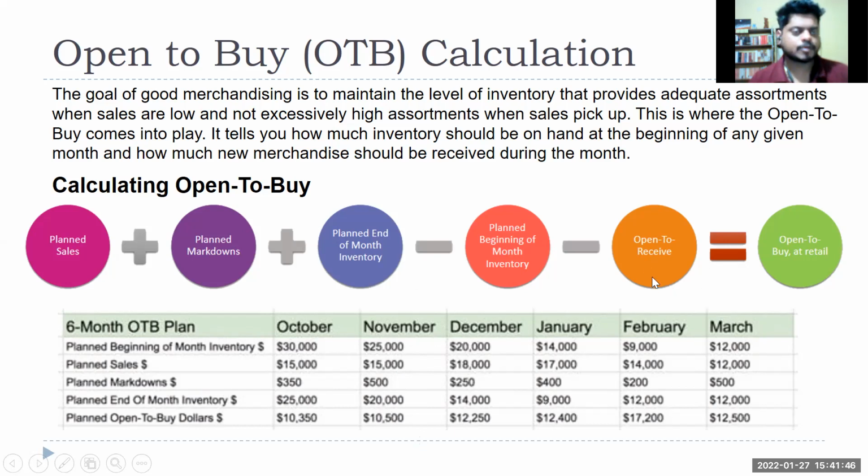So here we do not have open to receive. We are assuming nothing in transit. So there are no items or inventory which is in transit, right? Otherwise, if there is, then that also you have to deduct. So, any questions on this?